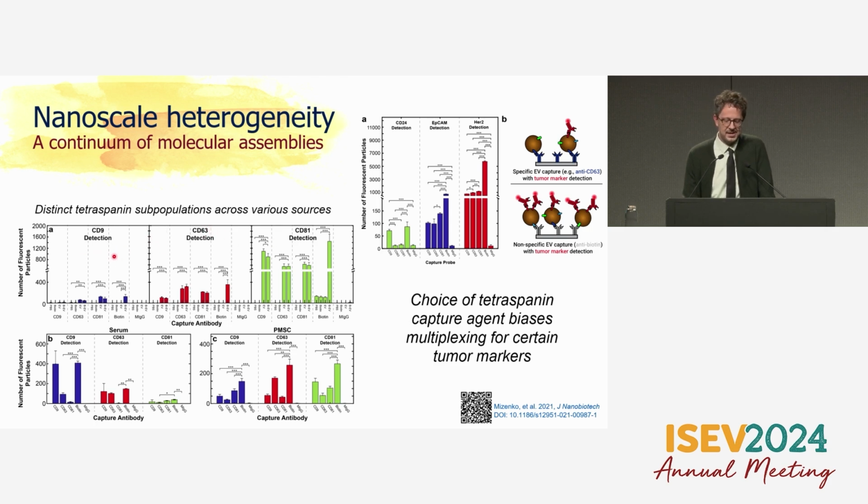Needless to say, which tetraspanins are on different subpopulations, as we heard from Clotilde's talk this morning, can be indicative of biogenesis pathway, but it's highly variant on source. So you can see massive CD1 detection inside of some cancer cell EVs. In serum, there's very little. In PMSCs, there's more or less an even distribution. And there's a huge bias.